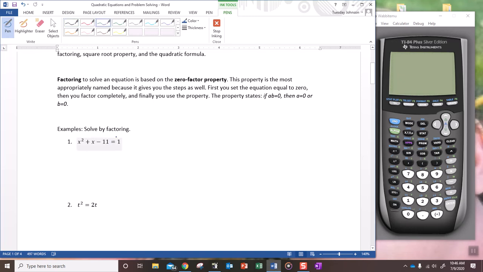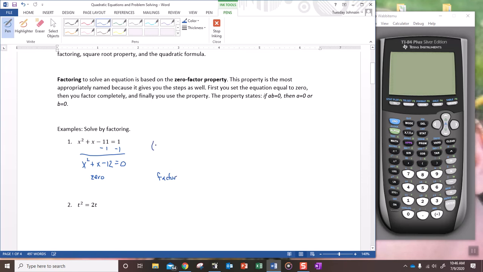Let's go with blue. So the first step, get it equal to 0. So let's subtract 1 from both sides. We'll have x squared plus x minus 12 equals 0. Second step, we're going to factor. All right, so we got it equal to 0. Now we're going to factor.